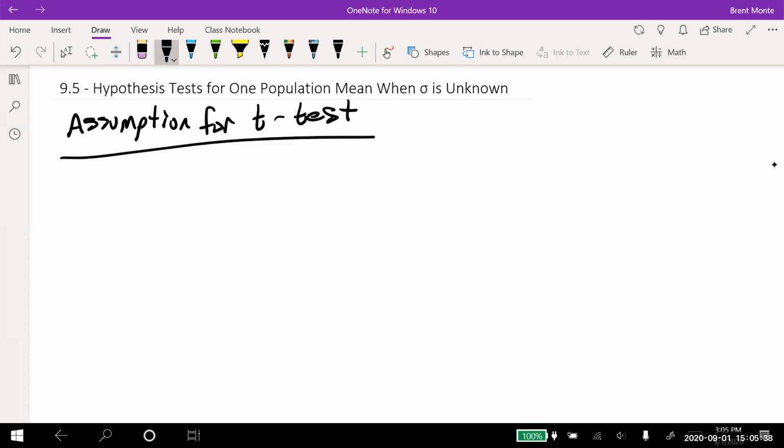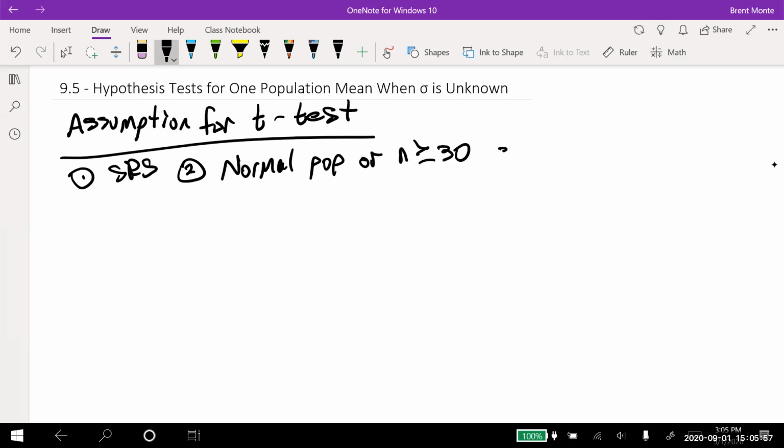Same assumptions, so we'll do them here. Simple random sample. Normal population or large sample size. But this time, sigma is unknown. That's the difference. So if it is, we use this t-test.